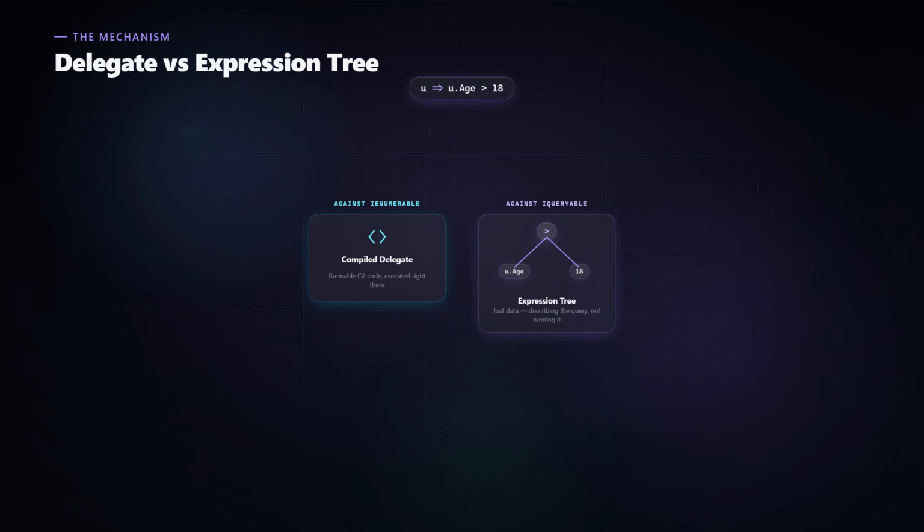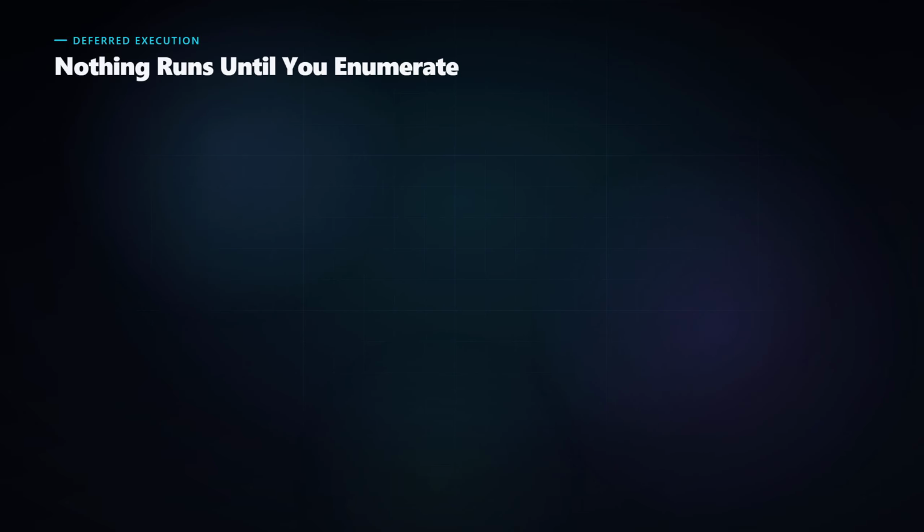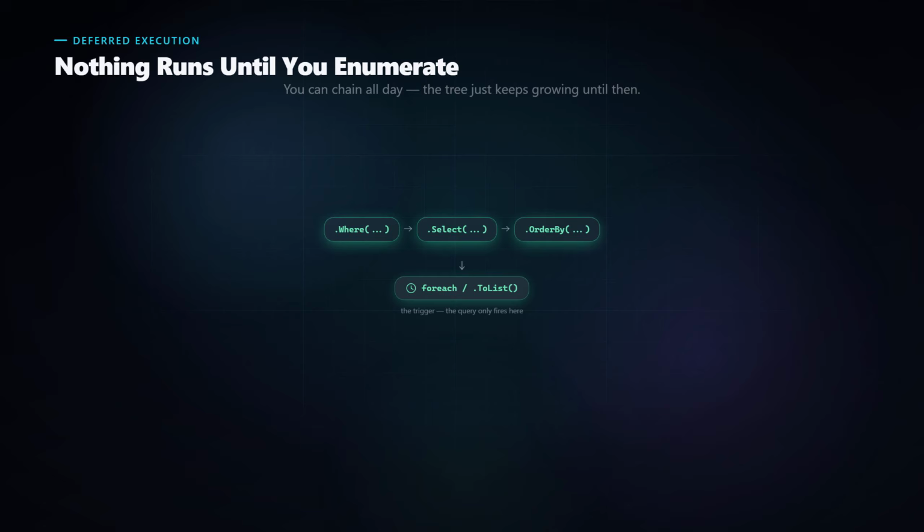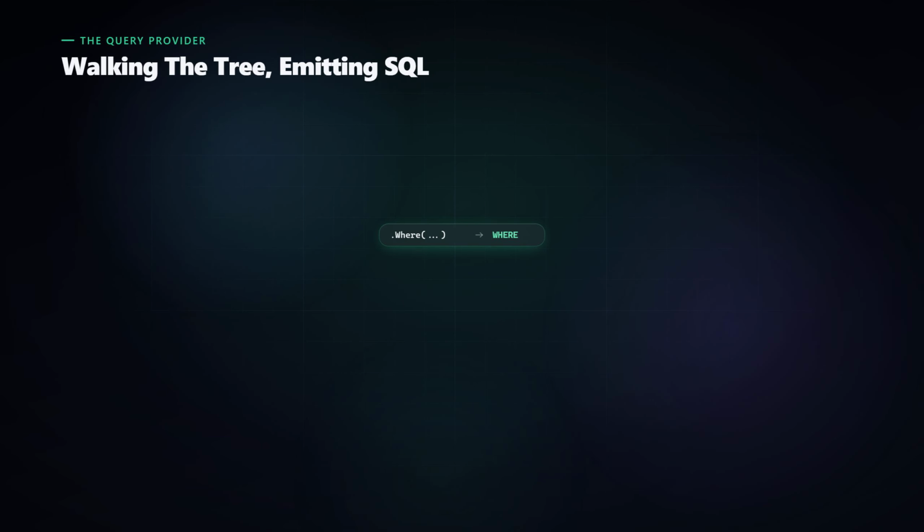Against IQueryable, that same lambda gets compiled into an expression tree instead, a data structure that describes the query method by method without executing any of it. And because it's just data, nothing runs yet. This is deferred execution. You can chain where, select, and order by all day, and the expression tree just keeps growing. The query only fires the moment you enumerate it, a foreach, a ToList, a First, and not one instant before. That's when the query provider takes over.